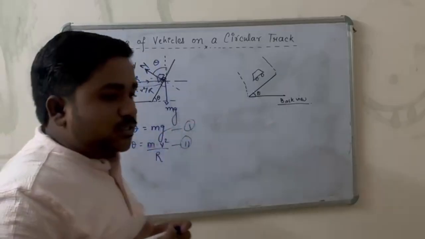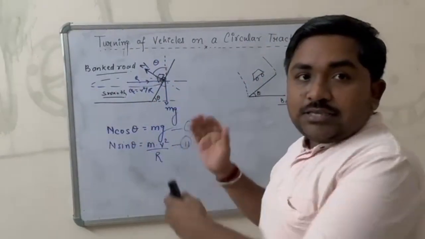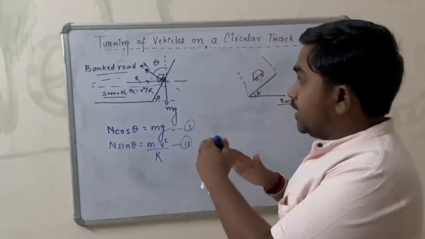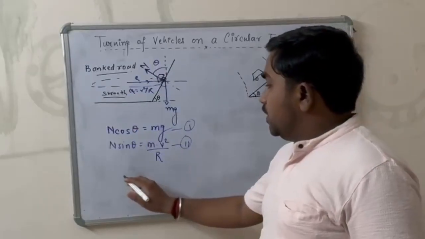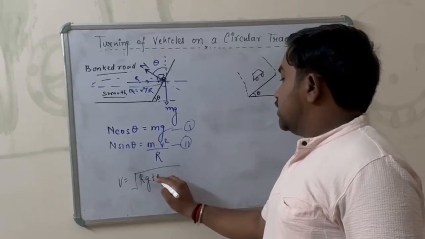So what have you noticed here? The advantage of banking: this normal component, the sin theta component, has provided the centripetal acceleration. So this is the advantage we get when we bank the road. From here also we can calculate the speed v, which comes out as under root of r g tan theta.